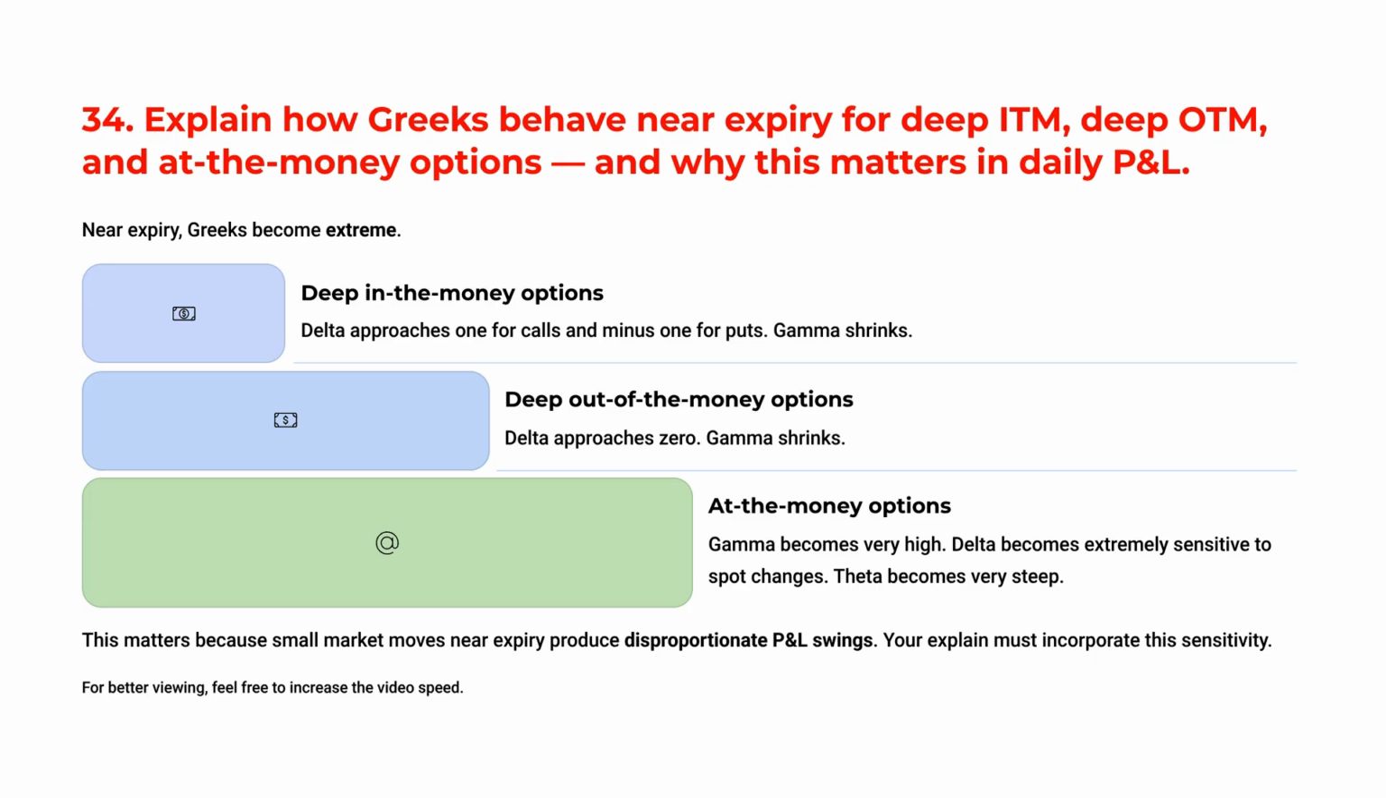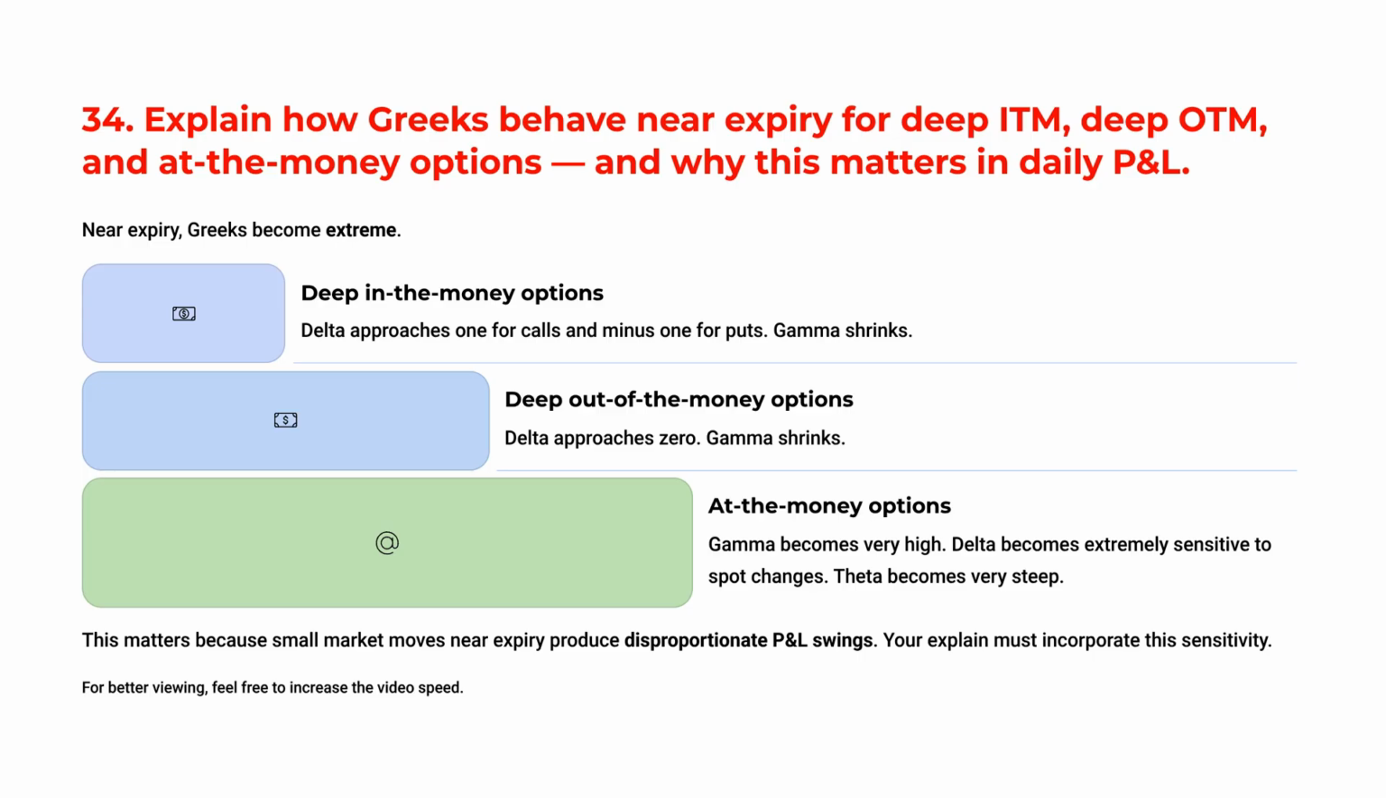Explain how Greeks behave near expiry for deep ITM, deep OTM, and at-the-money options, and why this matters in daily P&L. Near expiry, Greeks become extreme. Deep in-the-money options, delta approaches 1 for calls, and -1 for puts. Gamma shrinks. Deep out-of-the-money options, delta approaches 0.